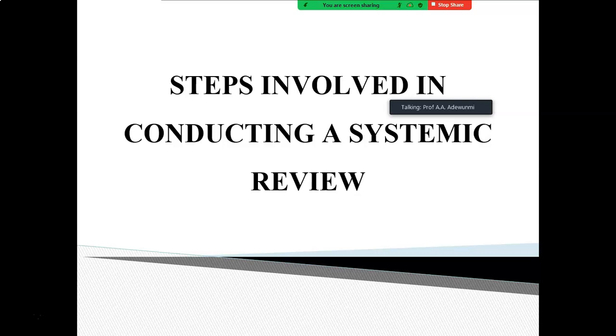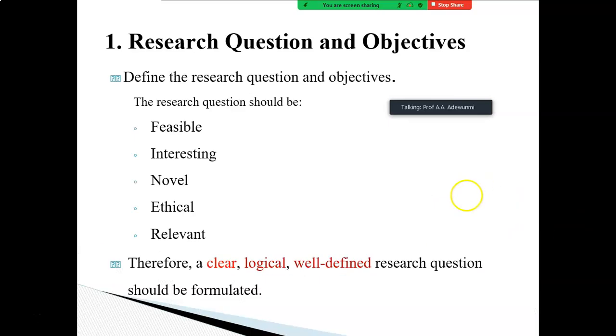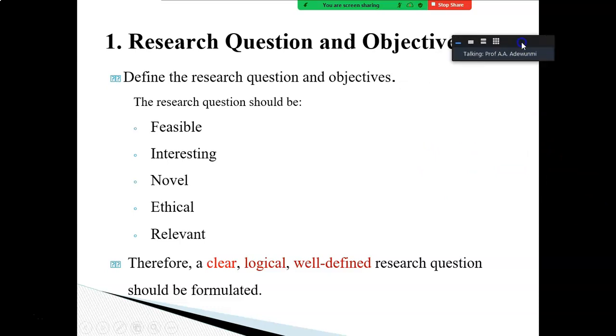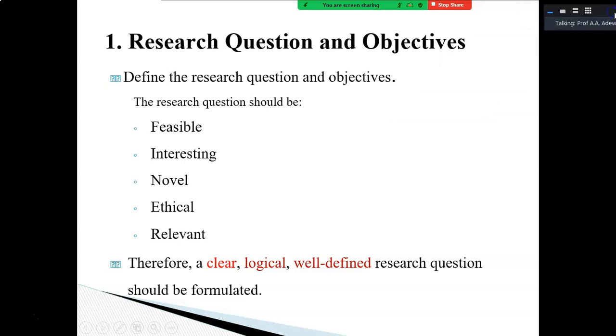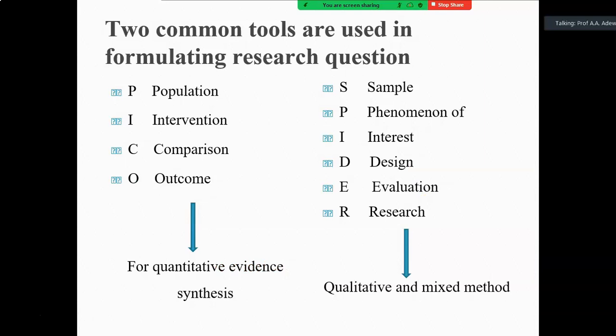What are the steps involved in conducting a systematic review? Number one step is to have a clearly defined research question and objectives. The research question should be feasible, it should be interesting, it should be novel, it should be ethical, and should be relevant. Therefore, a clear, logical, and well-defined research question should be formulated. I will discuss this with an example in the next few slides.